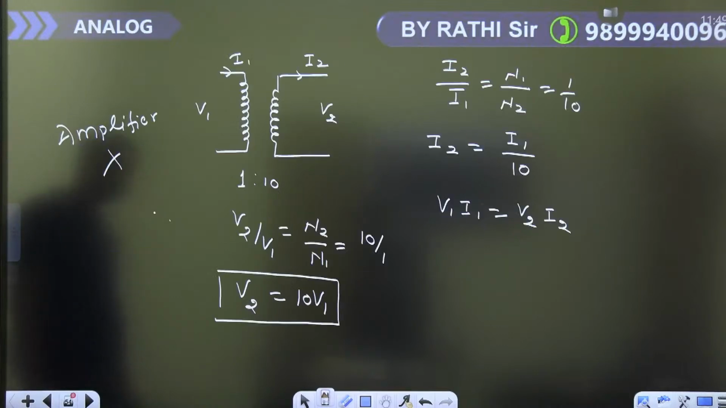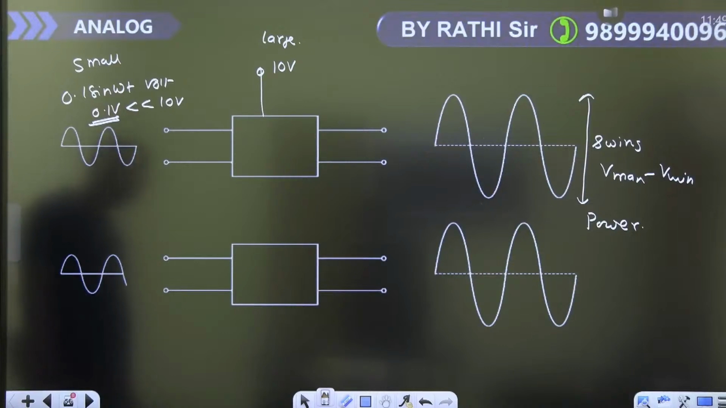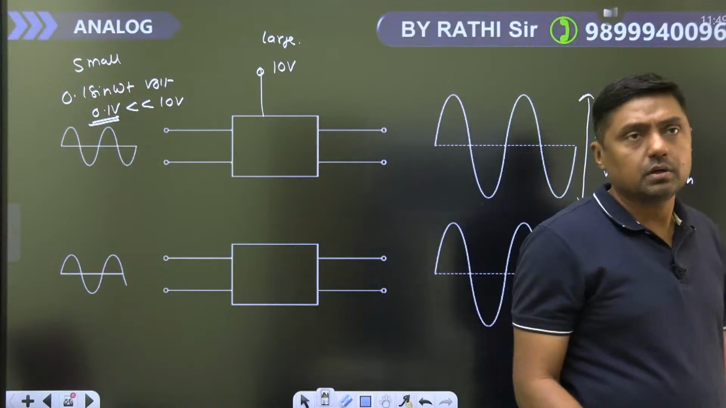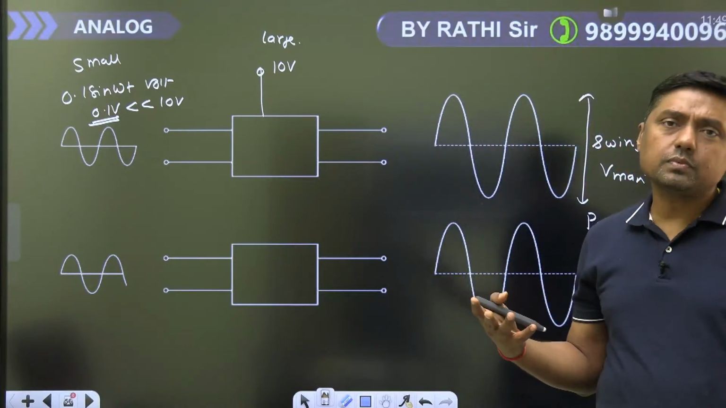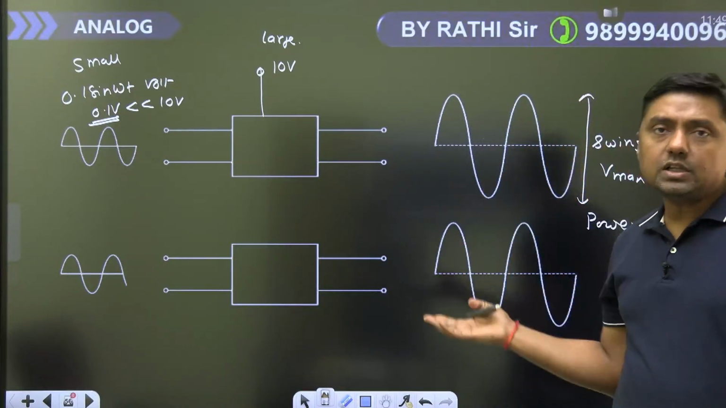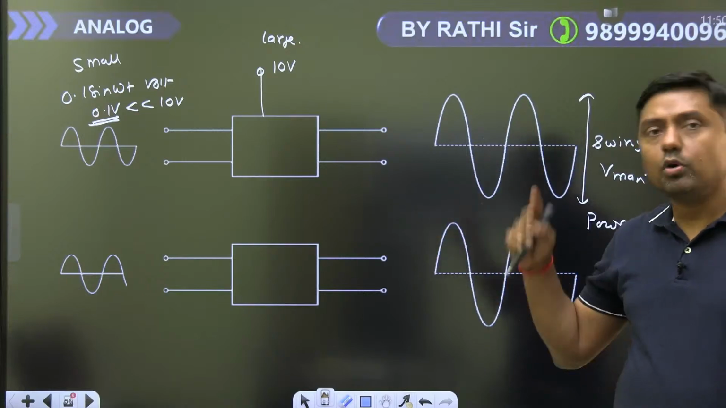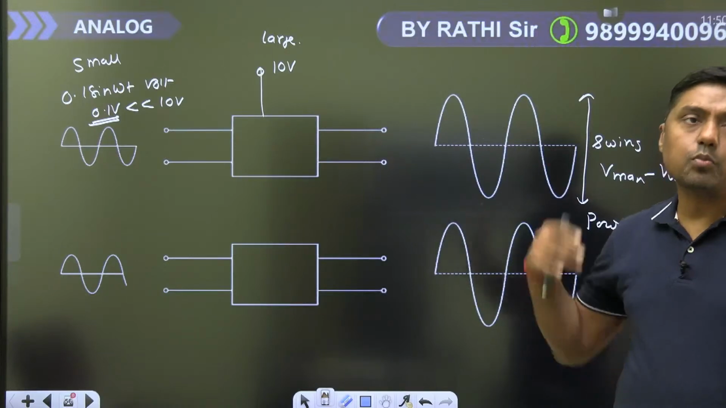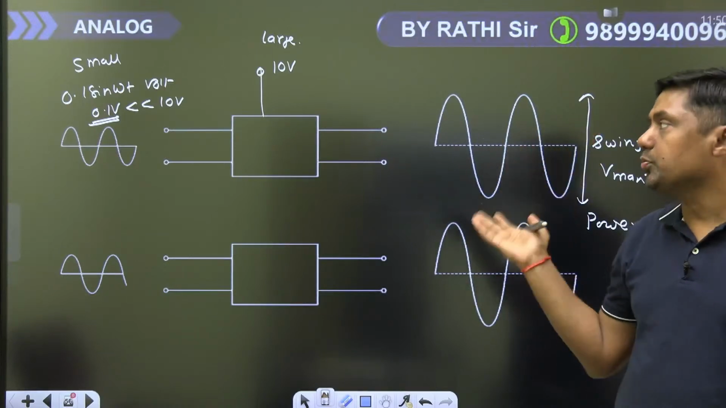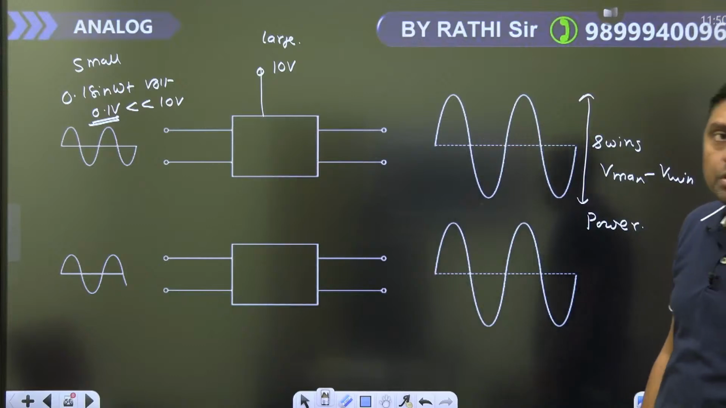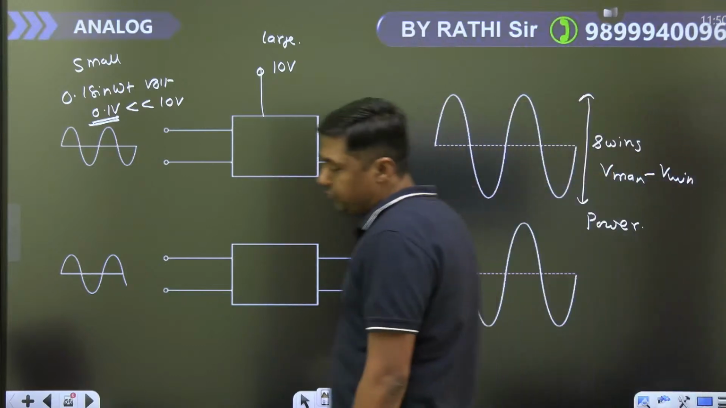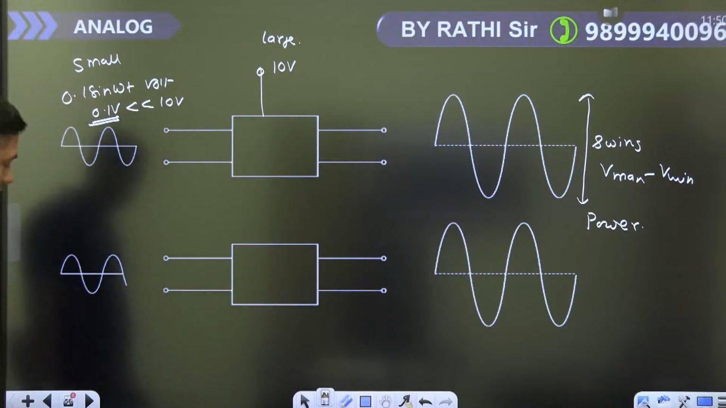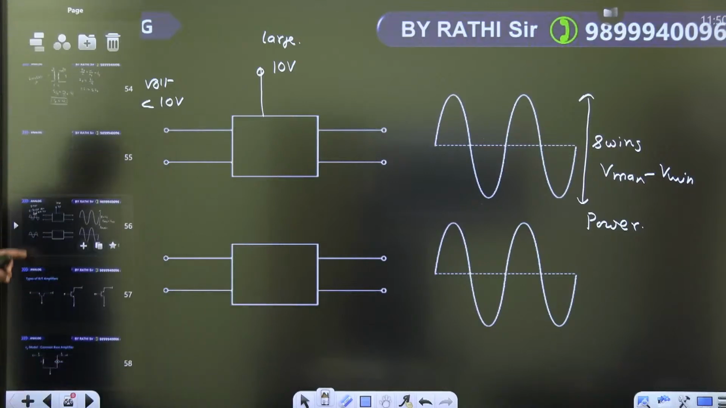That power of the output should be greater than the power of input. First thing. And after that, it may be possible that current at the output is greater than current at the input, voltage at the output is greater than voltage at the input, or both voltage and current at the output are greater than at the input. Right? Overall power, we have to check the power. Power should be greater than that. So that is the amplification.